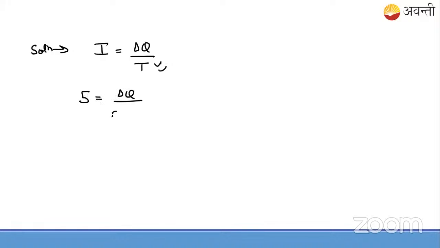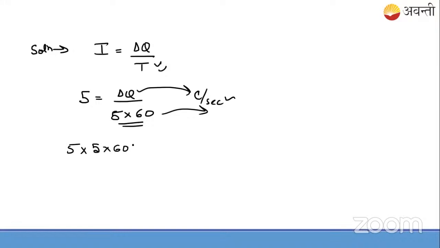5 minutes means, since 1 minute is 60 seconds, 5 minutes is this many seconds, because we know the unit is coulomb per second. So this is coulomb already, this must be seconds. When you cross multiply, you will get the value as this. So the total charge passing will be 25 into 60.